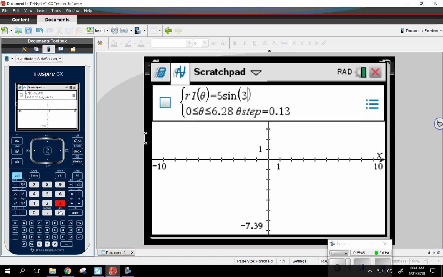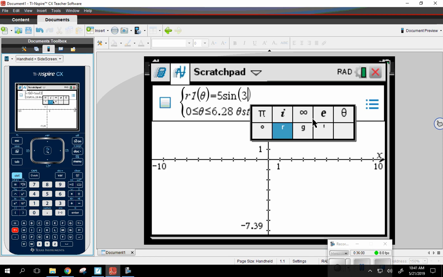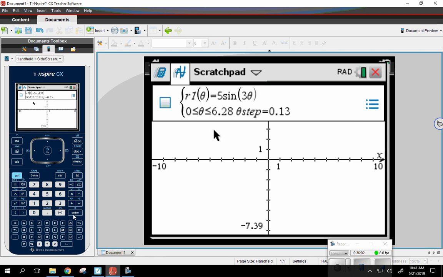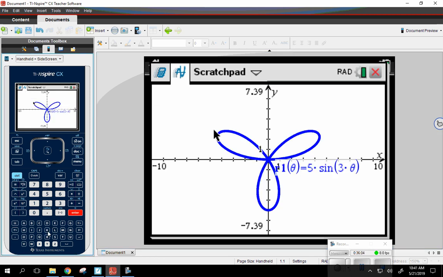Now here's the thing. If you're typing in a polar equation, you have to plug in theta. If you use x like you normally would with a graph, it's not going to give you anything. It's not going to identify it. So there's a lot of ways to get theta. I come down here to this pi button. Okay. Plug in theta. If I go ahead and push enter, there's my rose. Each petal is 5 units long, just like we talked about, and there's 3 of them.